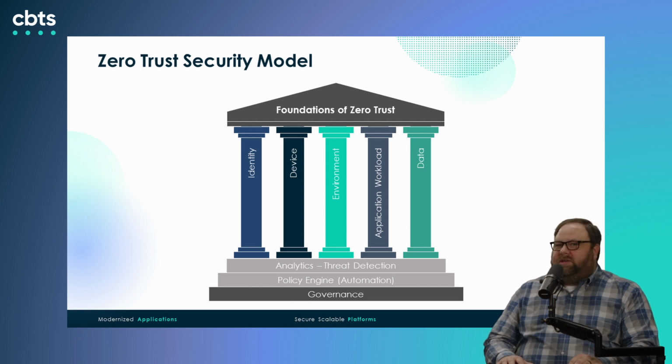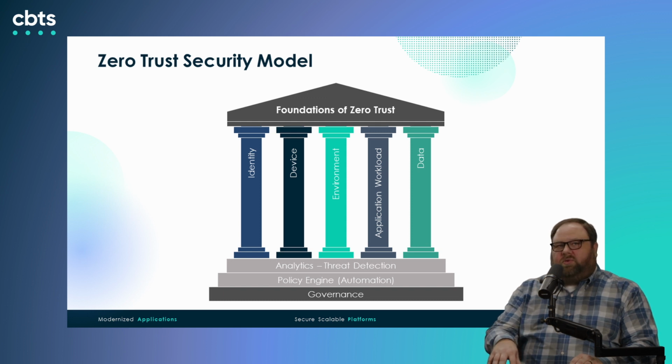The environment is the overall network environment. So everything that's on the network, your network devices, your network topology, your network architecture, all that stuff. Applications, workloads, those are any applications you have deployed in your environment or any workloads you have on-premise, in the cloud, in any hybrid environment.